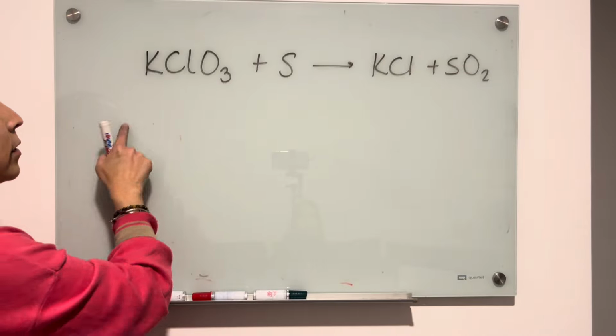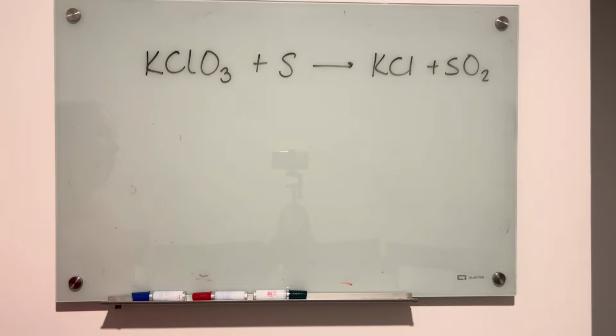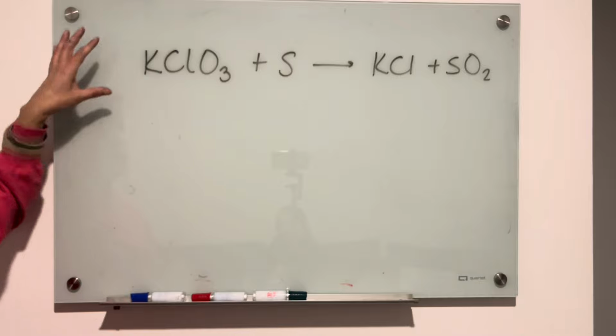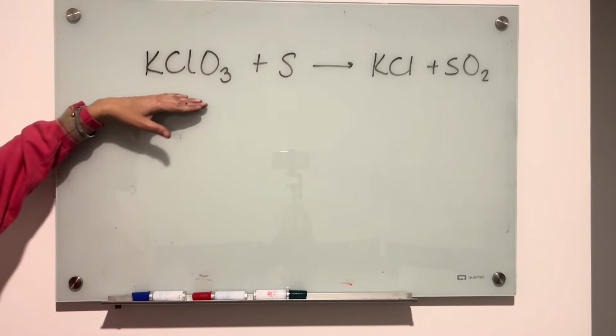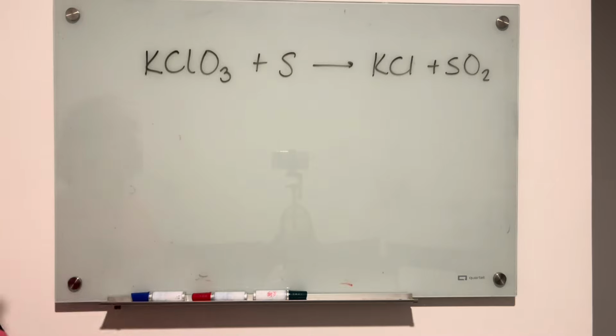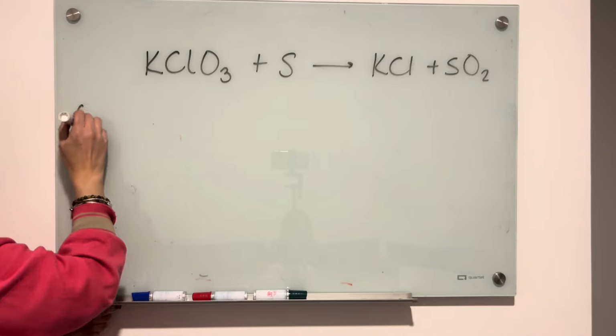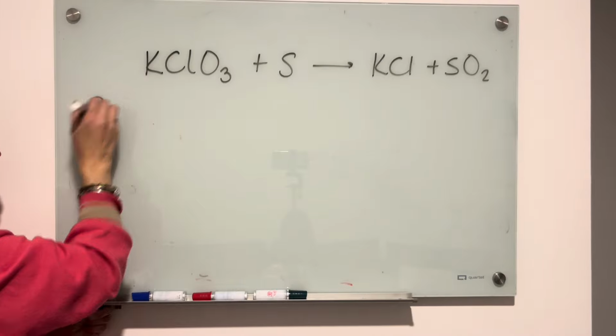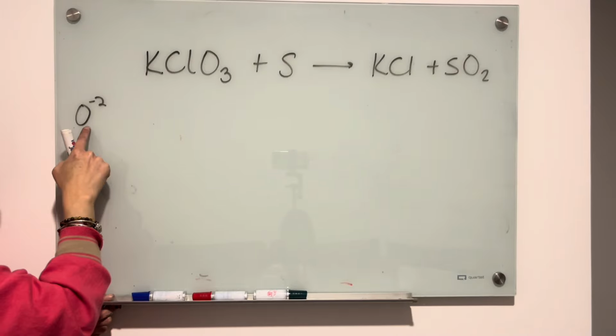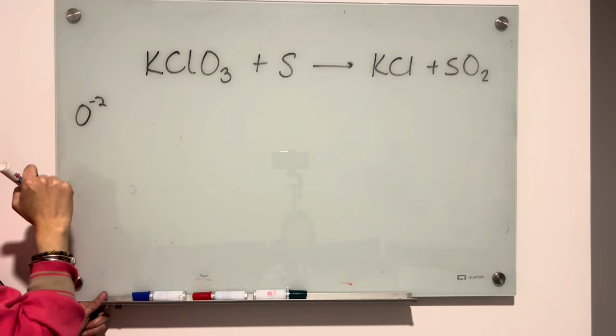We're going to see an example of a redox reaction balancing. So we are going to first write the oxidation number of each element in this reaction, and we have to remember some rules to write the oxidation number. First, oxygen is always -2. The oxidation number of oxygen is always -2.